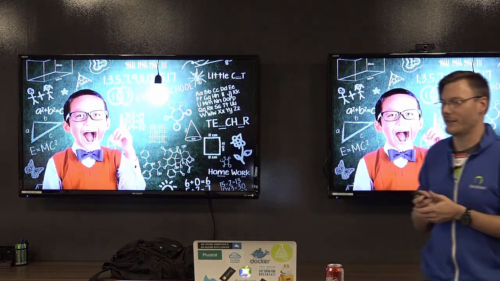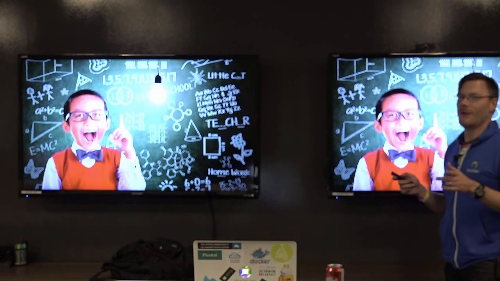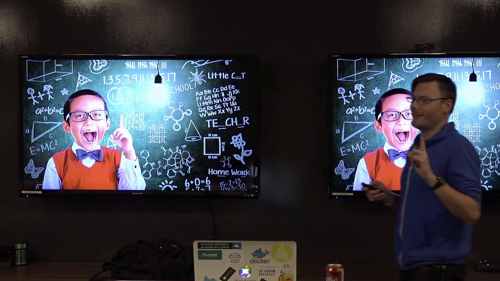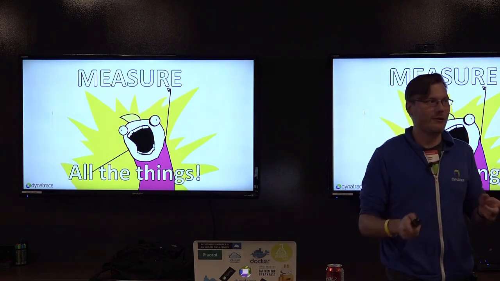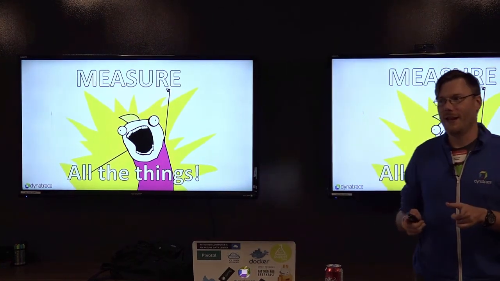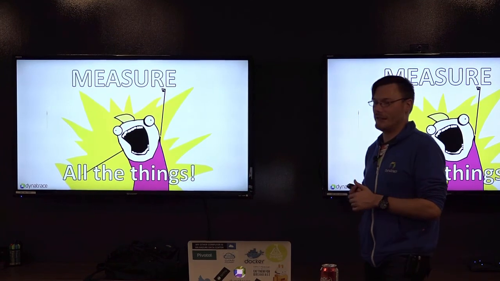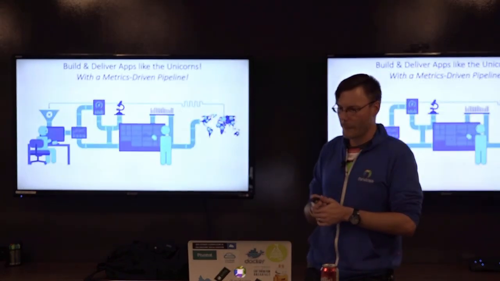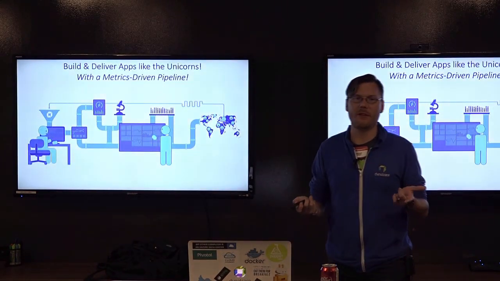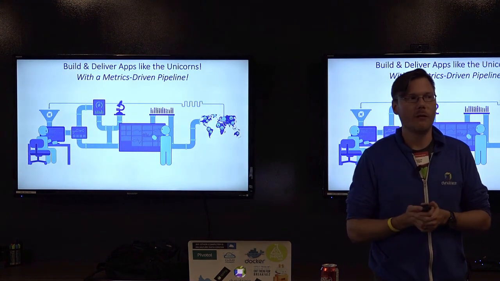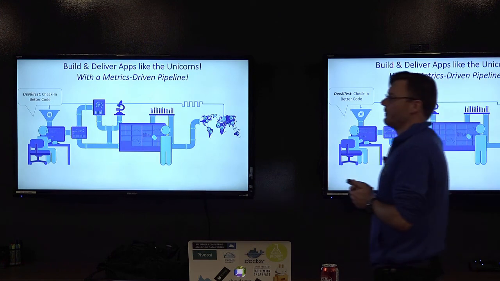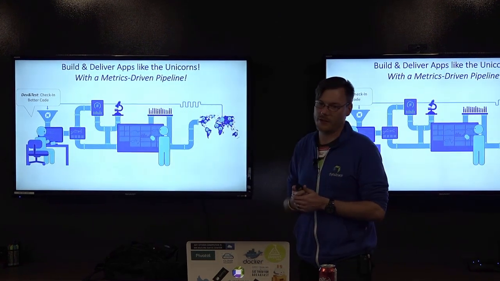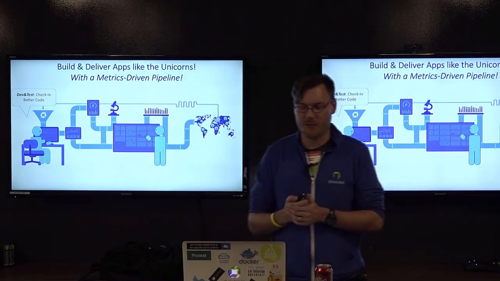All right, so lessons learned. If you get one piece of information out of this today, measure all the things, right? Everything that you can measure. And if possible, use it as gating criteria, all right? So how do we build and deliver apps like the unicorns? Well, we use a metrics-driven pipeline, right? And there's a whole bunch of different places that we can start to bring metrics into this process.